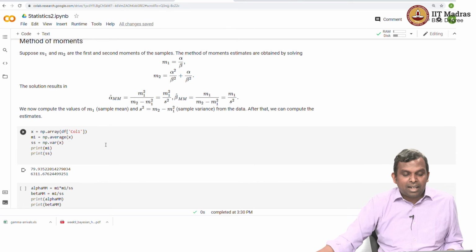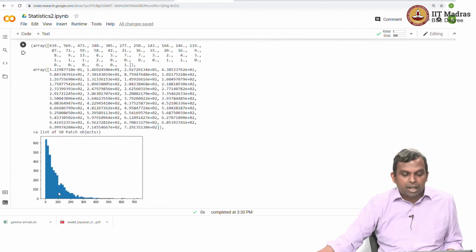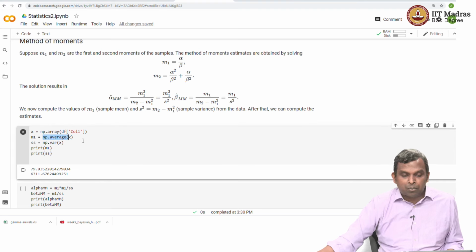I've taken the data to be DF. DF is something called a data frame in pandas, and this column 1 was there, right? So you can see here, this is column 1. So I've taken that column 1 data and put it into a NumPy array. NumPy arrays are easy for us to work with, so just do that. In this case, it's enough. And M1 is the average of the array, the average value of all the values. So that will be M1.